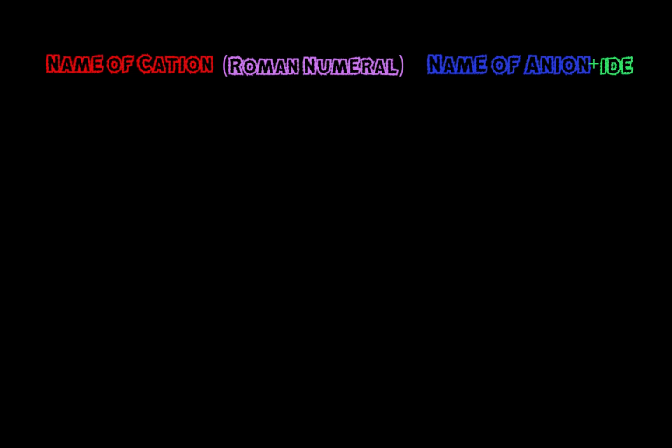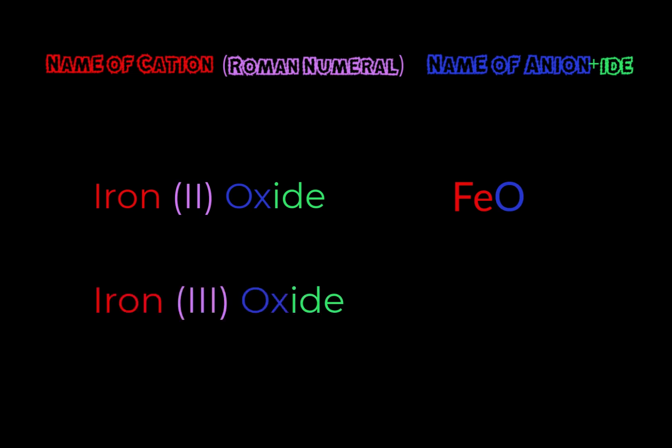So iron 2 oxide is formed between an Fe2+ cation and an O2- anion. Iron 3 oxide is formed between an Fe3+ cation and an O2- anion. In order to balance the charge, the formula for iron 3 oxide is different than the formula for iron 2 oxide. If you are looking at the formula, you can tell the charge of the cation from the charge of the anion. Here are examples of 2 types of lead chlorides.